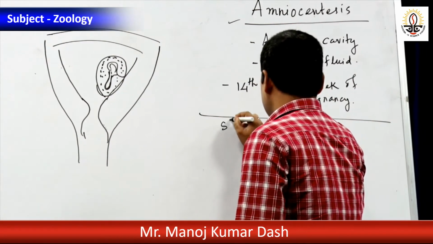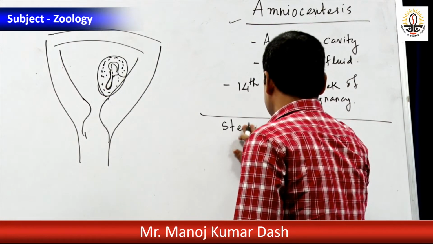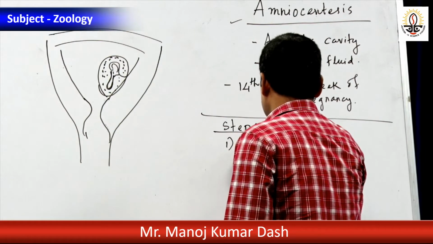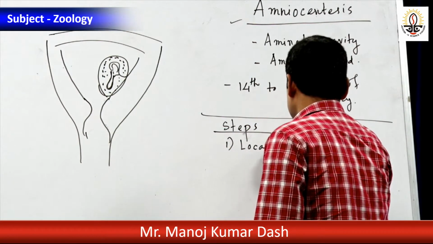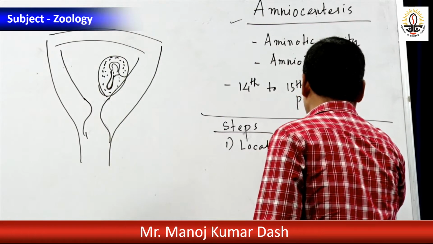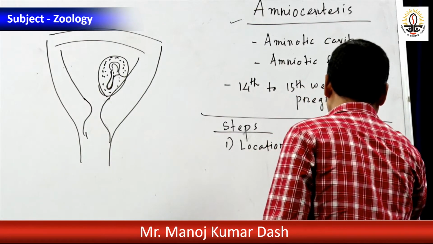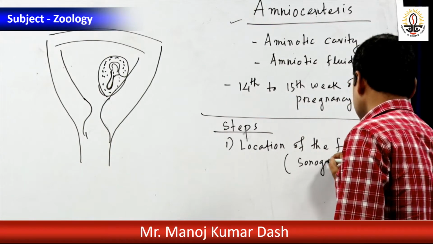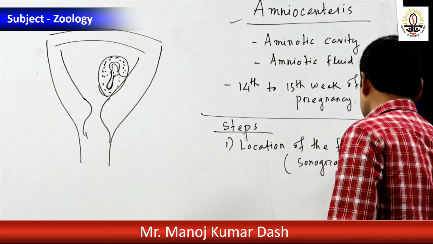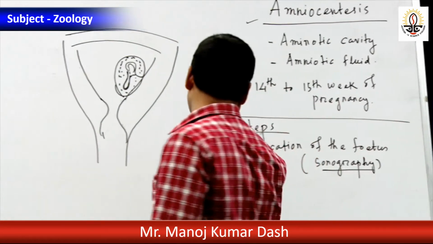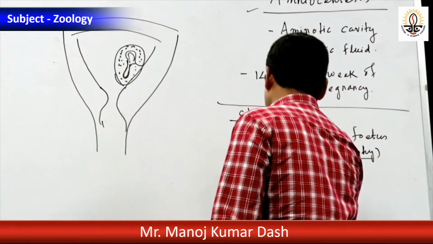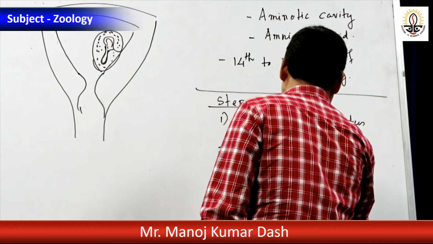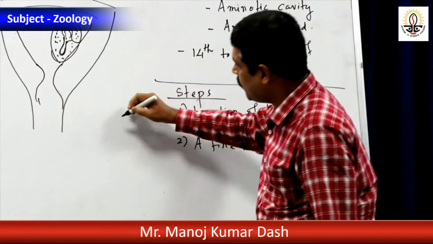So what are the steps? I am writing down the steps of amniocentesis. First of all, we have to diagnose the location of the fetus. The location of the fetus can be diagnosed by sonography, ultrasound sonography. Then second, a fine needle is passed into the amniotic cavity.